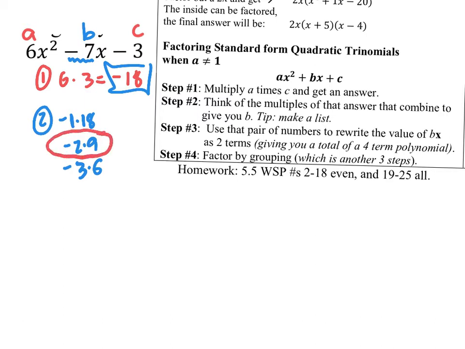However, negative 2 and positive 9, when I combine those, that gives me a positive 7, not a negative 7. So I have the right numbers, I just have the wrong signs. So I'm going to make this a positive 2 and a negative 9. So that's the actual correct pair of numbers.